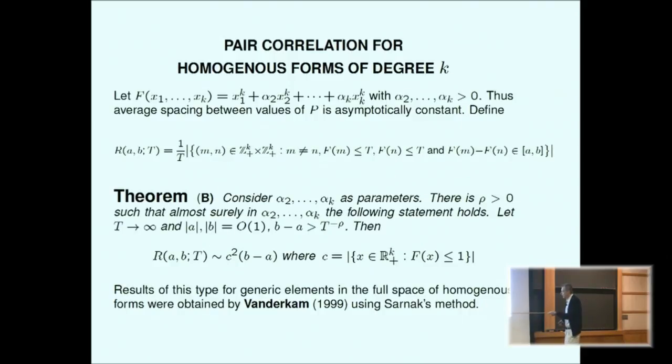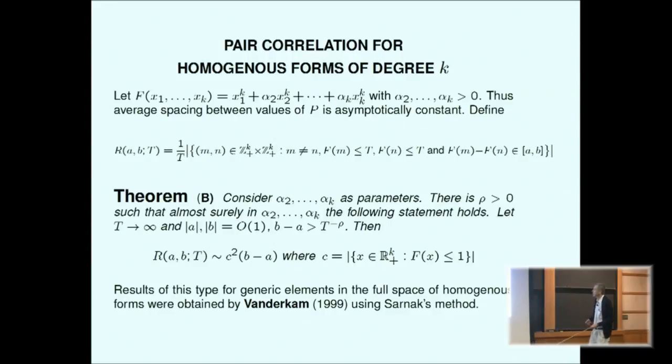So the next thing, still in line of what van der Kam was studying, is what happens for higher degree. So van der Kam was looking at the full space of homogeneous forms of degree k in k variables. I'm looking here only at the diagonal ones. So we have f(x1, ..., xk) equals x1 to the k plus alpha 2 x2 to the k plus ... plus alpha k xk to the k. K minus 1 parameters, alpha 2, ..., alpha k. So we have n variables which go up to n, so a range of f which is going to be like n to the k.